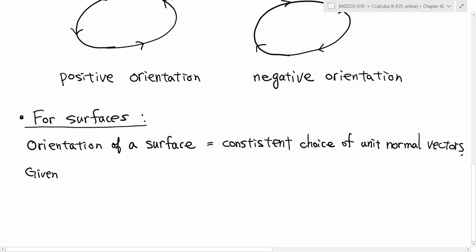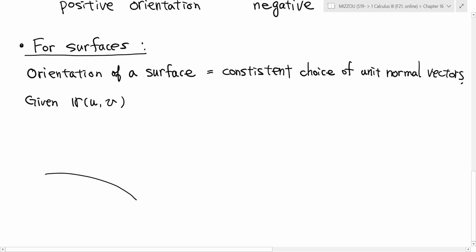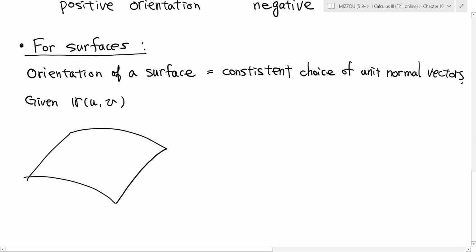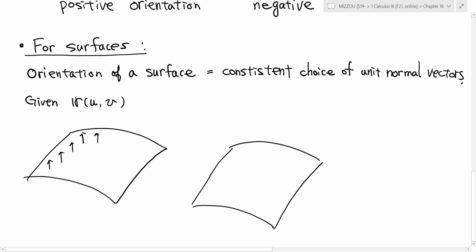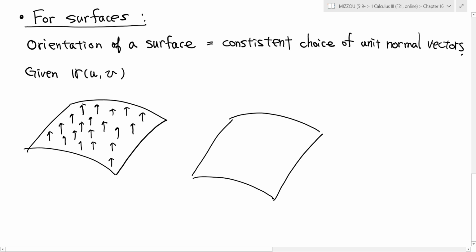Namely, suppose you are given a parametric surface of u, v, and suppose the surface looks like this. And then there are basically two choices, two such consistent choices of normal vectors. Either, in this picture, upward: at each point on the surface, we associate a unit normal vector, namely a vector with length 1, perpendicular to the surface. That's a unit normal vector like this. This can be called an upward orientation. So that's one orientation of the surface.